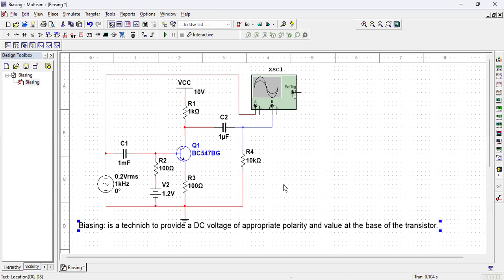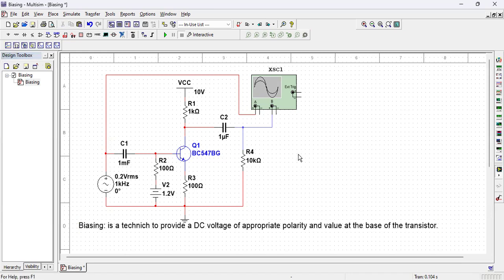So now in our next lesson, we shall learn what are the actual techniques of biasing. Because here I have used a 10-volt power supply. Here I have used a 1.2-volt power supply. And as an engineer, nobody will allow you to use two power supplies for a single amplifier. It is just not possible. It will be too costly. So we have to use a single power supply, 10 volt, 12 volt, whatever it is.